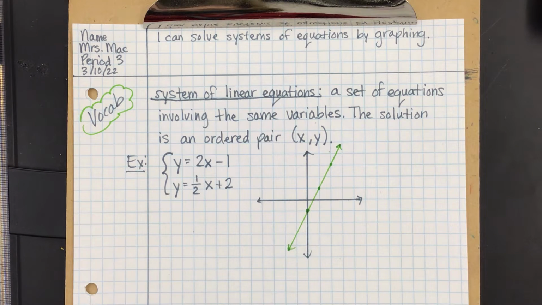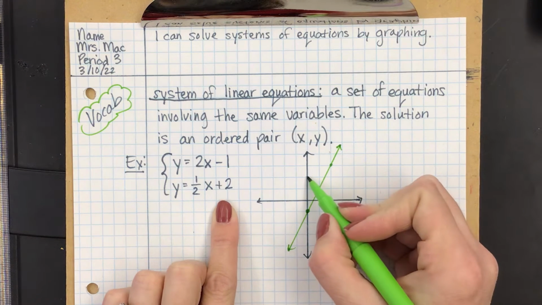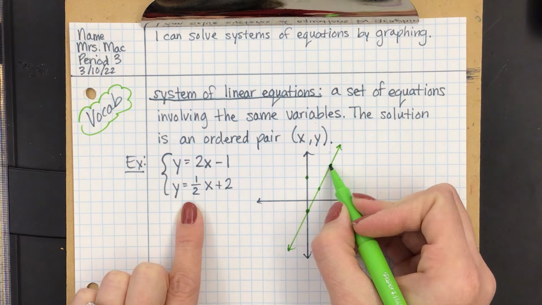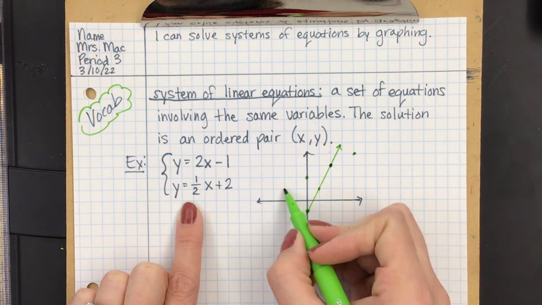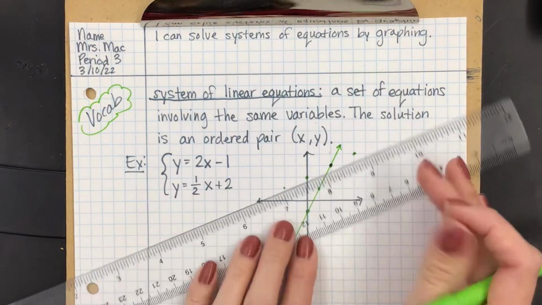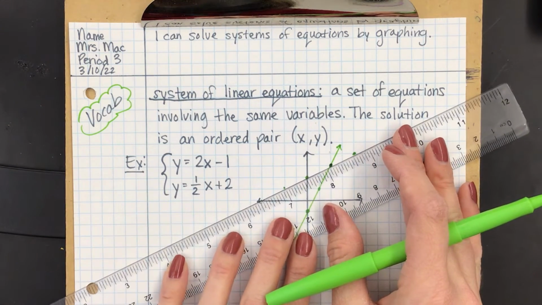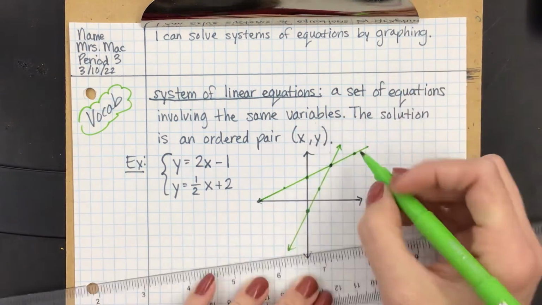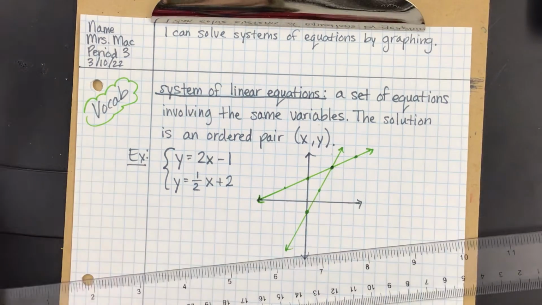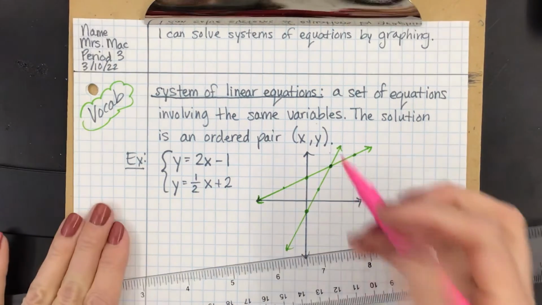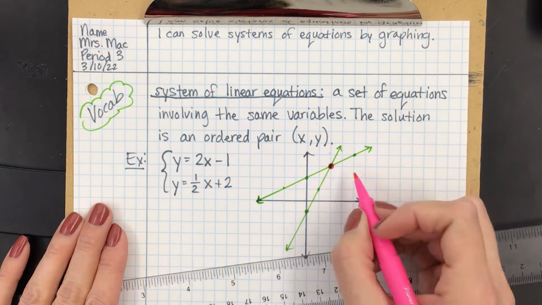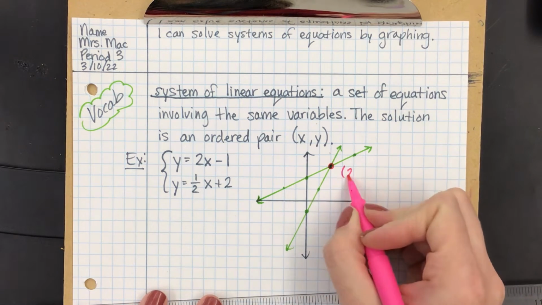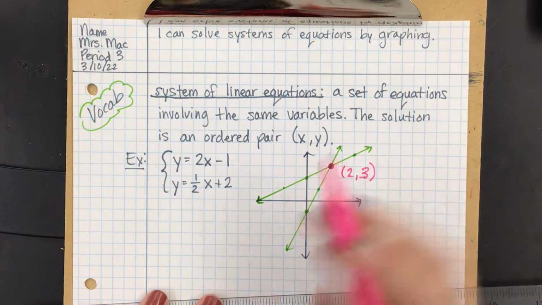Now I'm going to do the same thing with my second equation. My y-intercept is 2. My slope is 1/2, so I'm going to go up 1 over 2, up 1 over 2. You can already see where they're going to cross. Our point of intersection, where they cross, is the only point that satisfies both equations. This point is (2, 3). This is our solution.